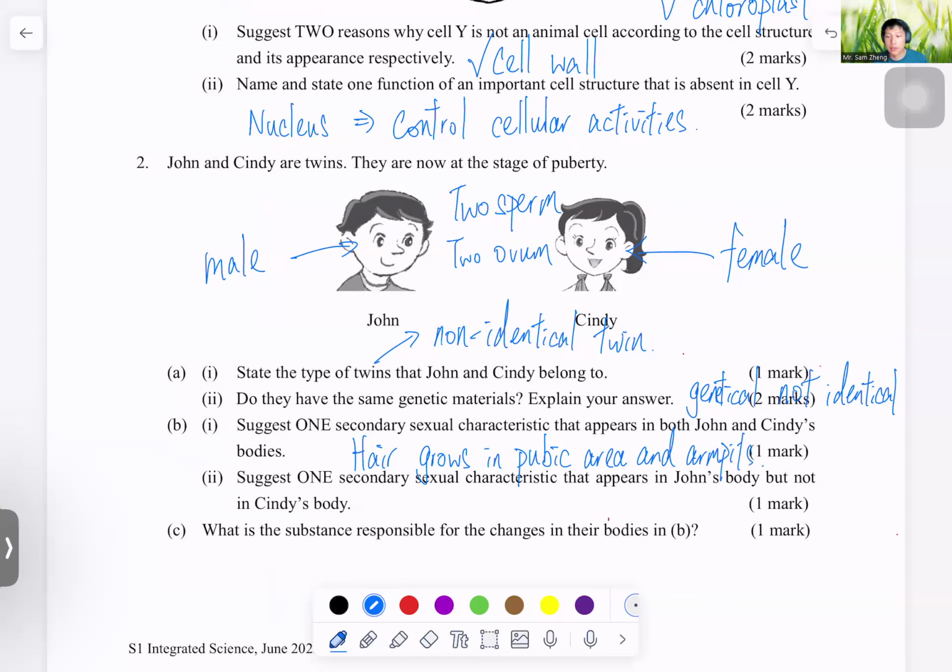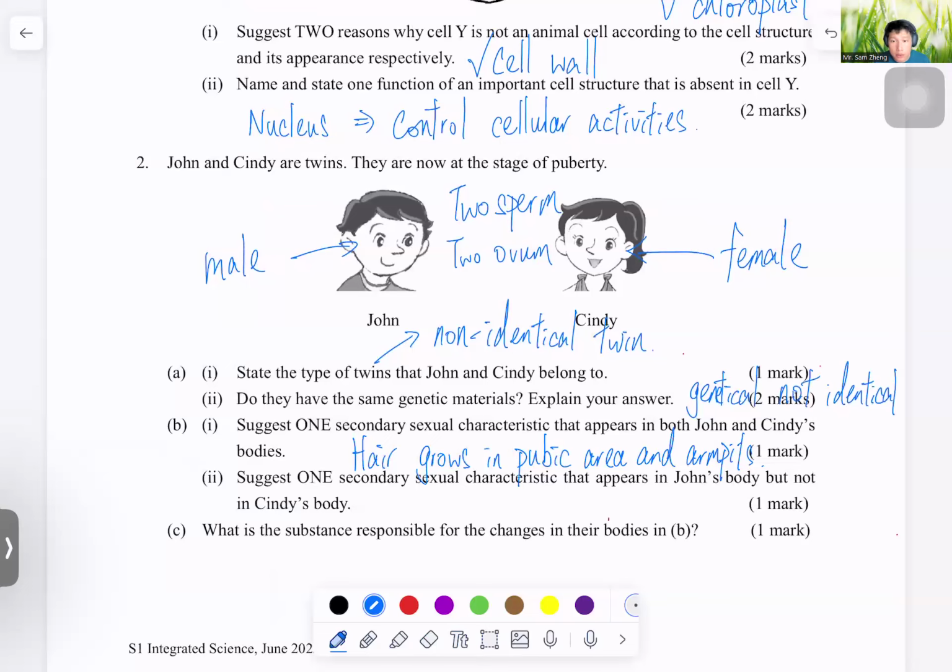Okay, and also the armpits. Okay, so they are of different genders, but they both have the same secondary characteristic. Okay. Then what will be the secondary characteristic that is different?